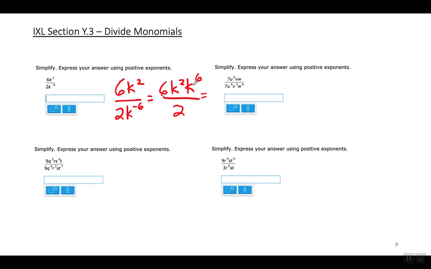Okay, now 6 divided by 2 is 3, and k squared times k to the 6th power is k to the 8th power. I think that's the easiest method.